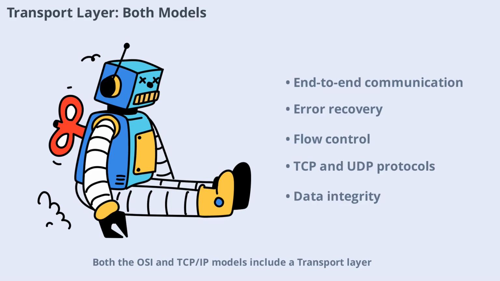Both the OSI and TCP/IP models include a transport layer, which is responsible for end-to-end communication, error recovery, and flow control. Protocols like TCP, Transmission Control Protocol, and UDP, User Datagram Protocol, operate here, ensuring reliable or fast data delivery as needed. This layer is crucial for maintaining data integrity and managing how data is segmented and reassembled during transmission.